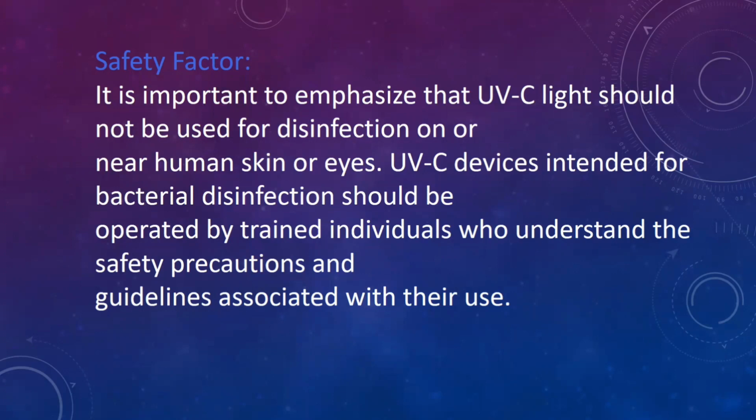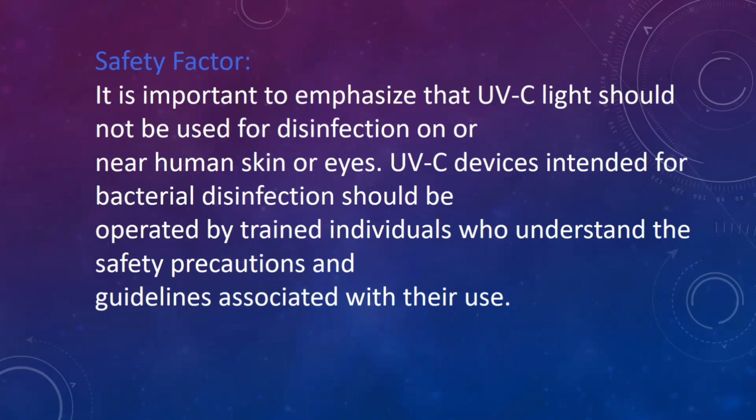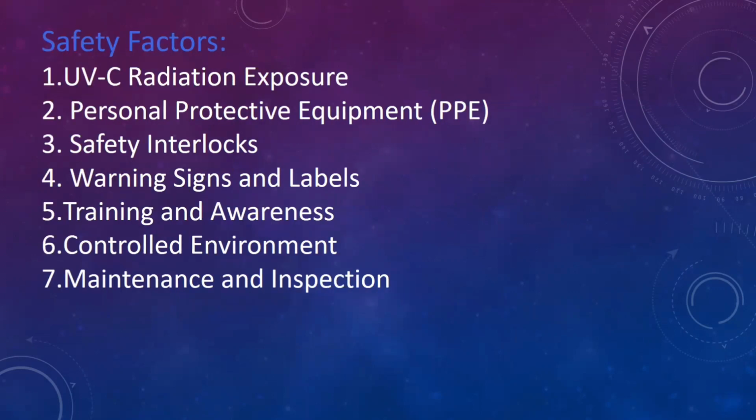Warning signs and labels. Clearly mark areas where UVC equipment is in use with warning signs and labels. These should indicate the presence of UVC radiation and remind individuals to exercise caution and avoid direct exposure.